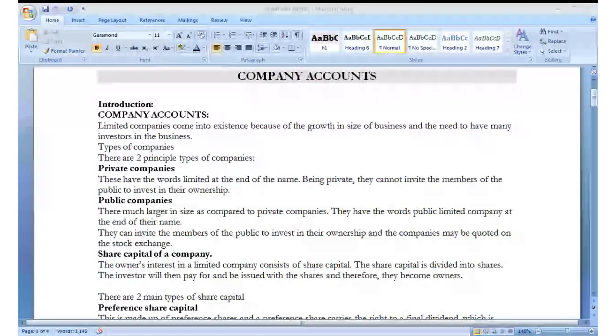Share capital of a company. I had to mute all of you so that you can be together. So, share capital of a company: we are told the owner's interest in a limited company consists of share capital.